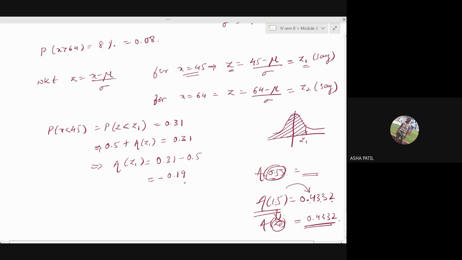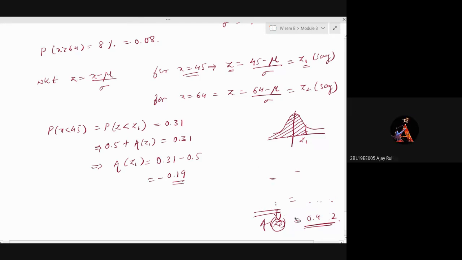So look where you have 0.19 in your table. Forget about the minus value. For what value of Z do we have A equal to 0.19? Check it and tell me. Madam, three values are there. Which is the least one? 0.1915 and 0.1950 and 0.1985.